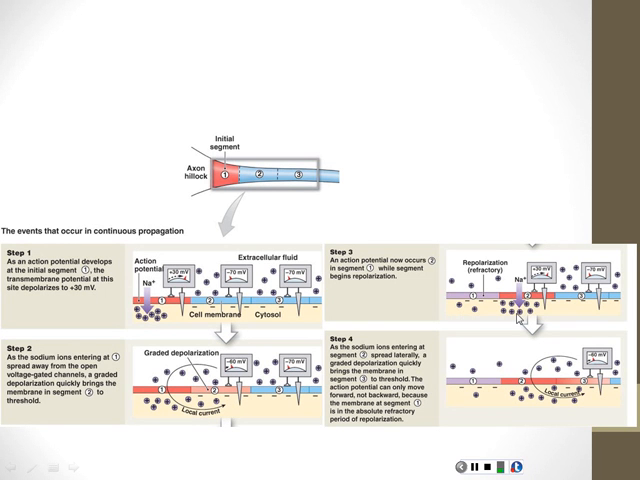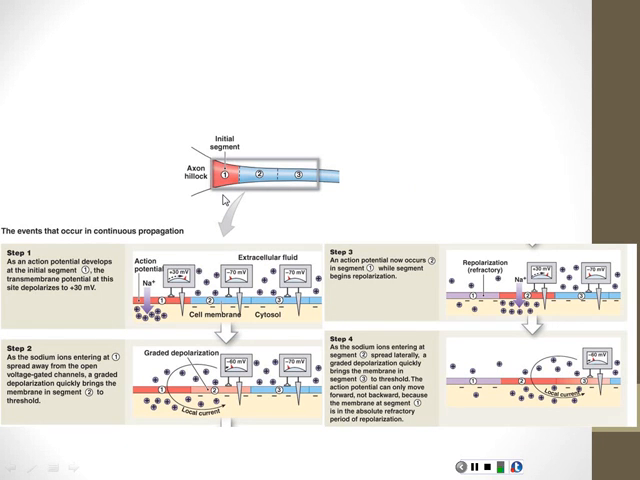Sodium channels open, sodium comes rushing in. That sodium doesn't stay put, it moves to the next segment and does the same thing. So we have this kind of repeating stimulation as we go down the membrane. So the first part of the axon begins this process, but once it starts, it propagates all the way to the end because each previous segment depolarizes the next segment. So we call this continuous propagation.